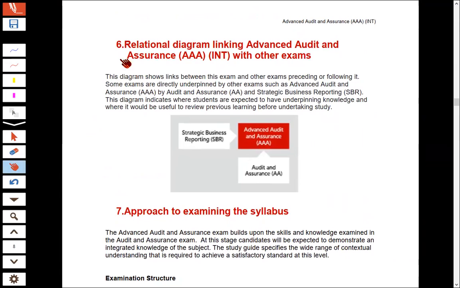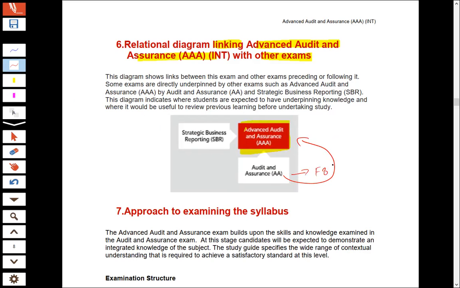This is the rationale diagram and the structure which links Advanced Audit and Assurance with other exam papers. First of all, this is my subject matter, Advanced Audit and Assurance, which is already highlighted in red. It is related to paper AA. Obviously, it is carrying the legacy of audit, which was the basic audit.